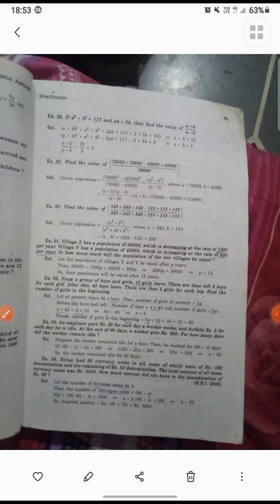Suppose the worker remains idle for x days, then he worked for 60 minus x days. So it is 20 for each day worked, and 20 into (60 minus x) minus 3x equals 280. So it is 1200 minus 23x equals 280, and 23x equals 920, x equals 40.